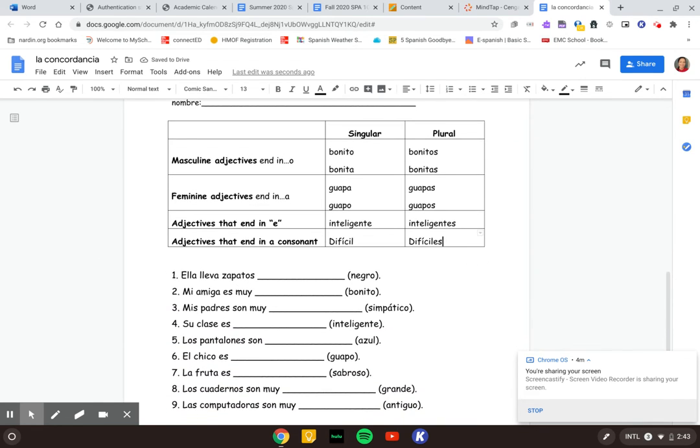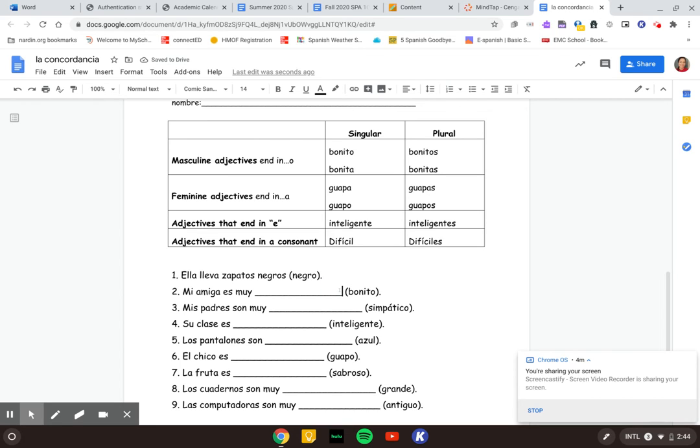So let's do some practice down here. So what we have to remember is we're going to look at the noun. So we have número uno, ella lleva zapatos. We're going to look at our word negro and we're going to decide, do we need to change it? So since zapatos is masculine and plural, we're going to change it to negros. So ella lleva zapatos negros.